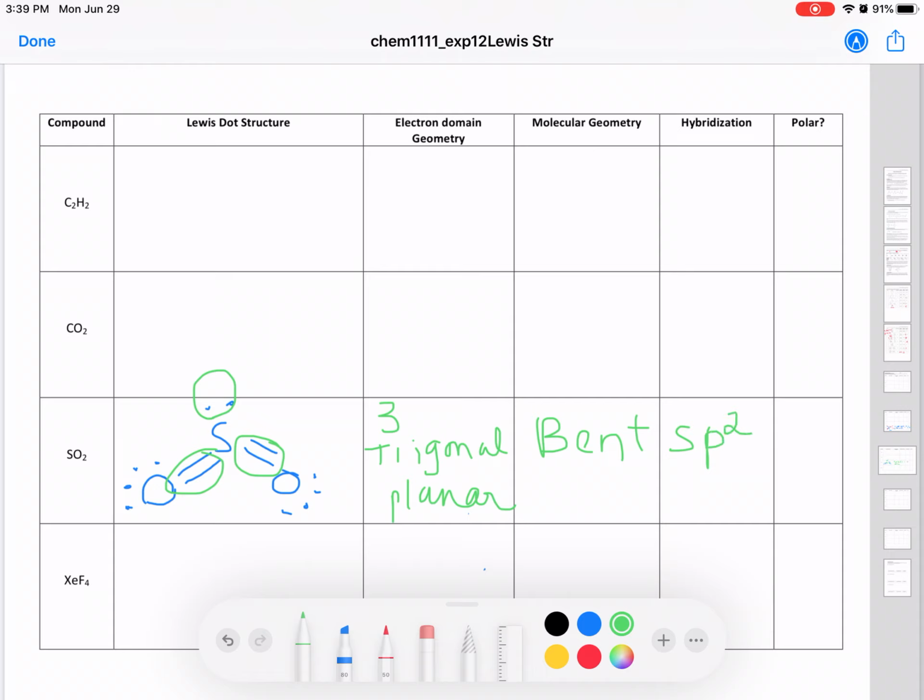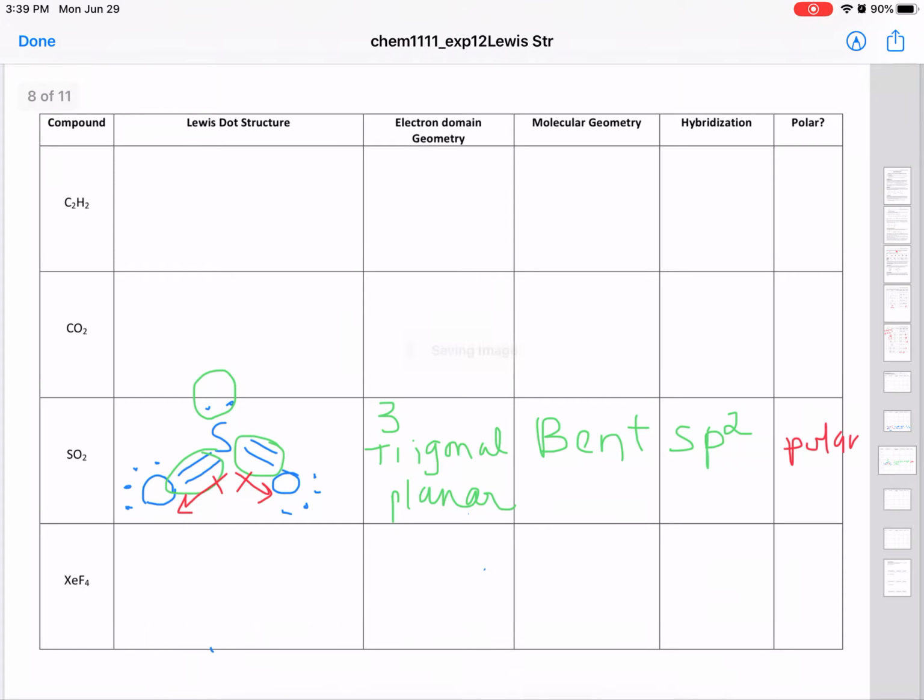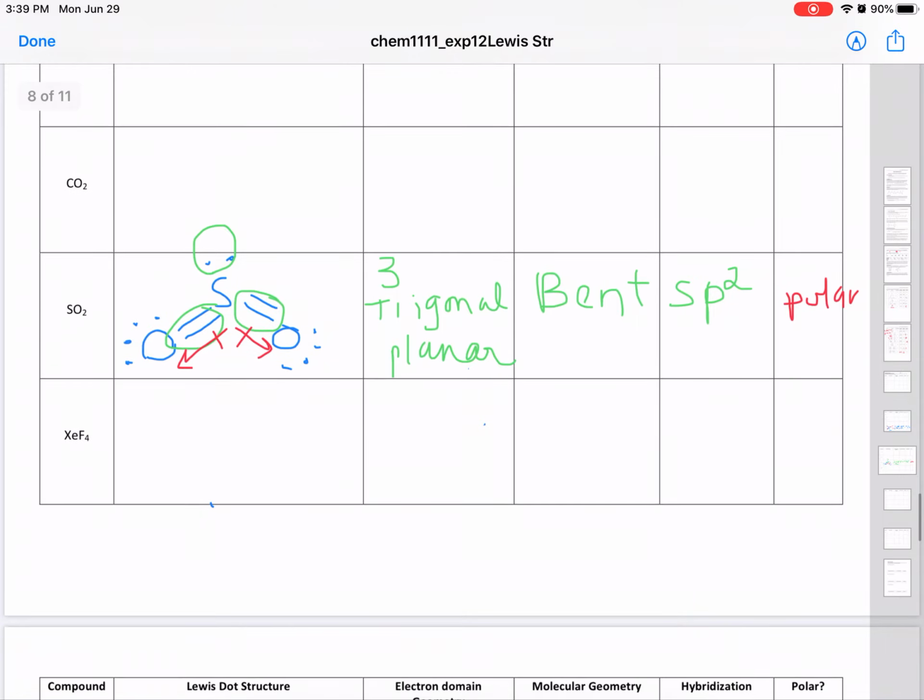So between sulfur and oxygen, oxygen is more polar, so there is a bond polarity. Okay, so the bond polarities will not get cancelled because of the bent shape. So as a result, SO2 will become a polar molecule. It's a polar molecule. Okay, and then XeF4.